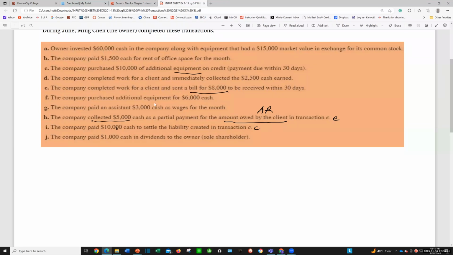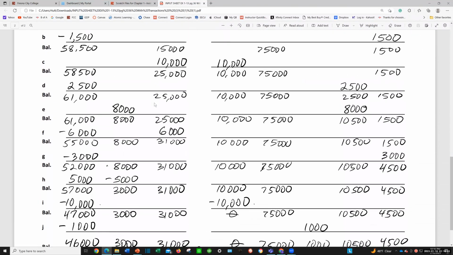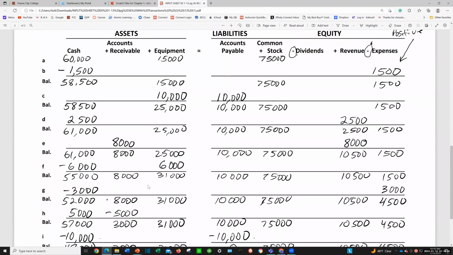Let's take a look at this, F. Okay, so we received equipment of $6,000. And this time we went ahead and paid cash for it. So it's going to be a minus 6,000 under the cash. Notice that we're trading one asset for another. We're giving up our cash of 6,000, but we're receiving the asset equipment for 6,000. Just trading one asset for another.